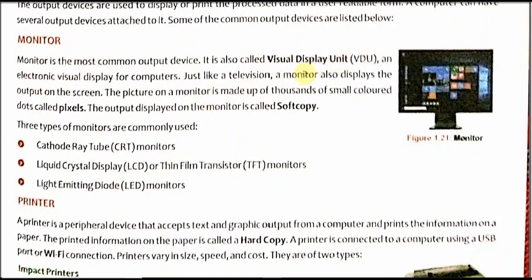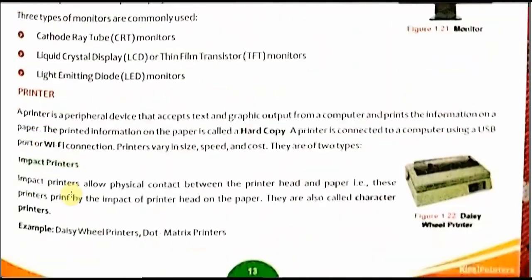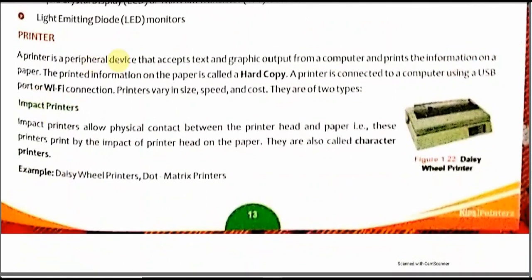There are many types of monitors available, and what we see on the monitor is called soft copy. Means what we see on the computer monitor is soft copy, and the printed copy, the paper copy, is called hard copy. There are three types of monitor. First is CRT, that is cathode ray tube. Second is LCD, that is liquid crystal display, or TFT monitor, and the third one is LED, or light emitting diode monitor. Next in output devices is a printer. A printer is a device which prints on paper.